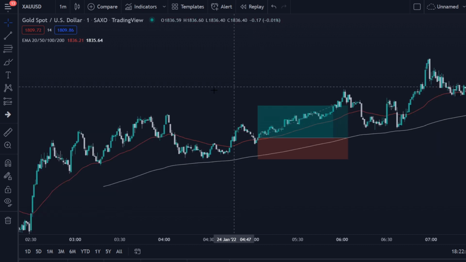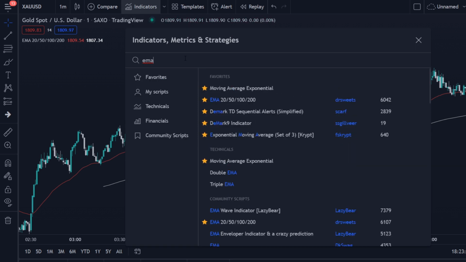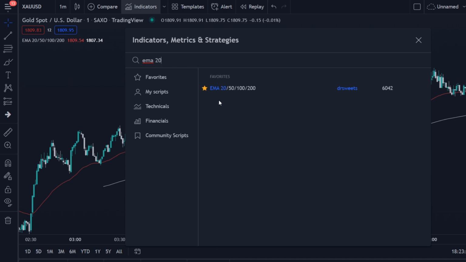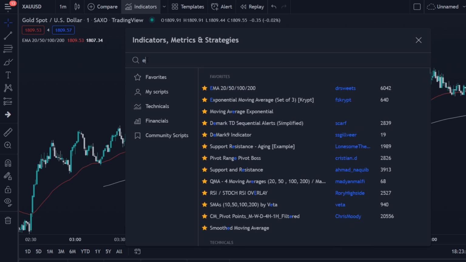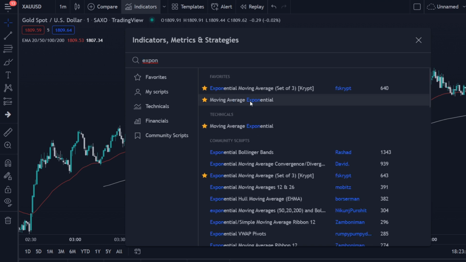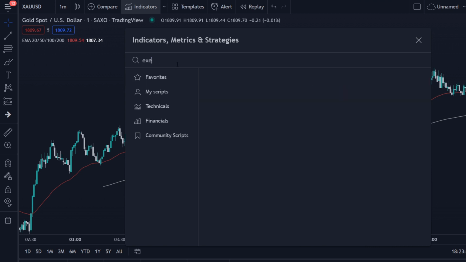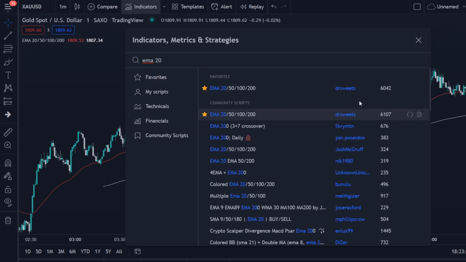Alright, the first thing that you do is you go to TradingView. As you can see, this is the symbol of gold. Then you go to the 1 minute time frame. Then you look for this indicator over here, the EMA 20, 50, 100 or 200 by Dr. Sweets. You click on that, or you can also look for the exponential moving average and you click twice on that, but I prefer just a simple EMA 20, 50, 100 and 200.